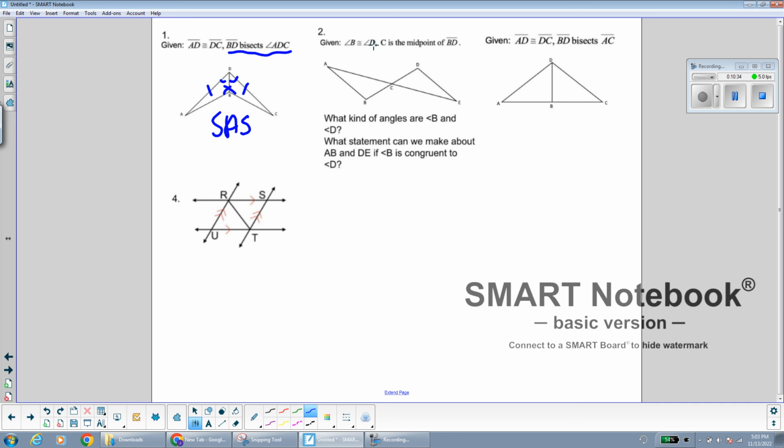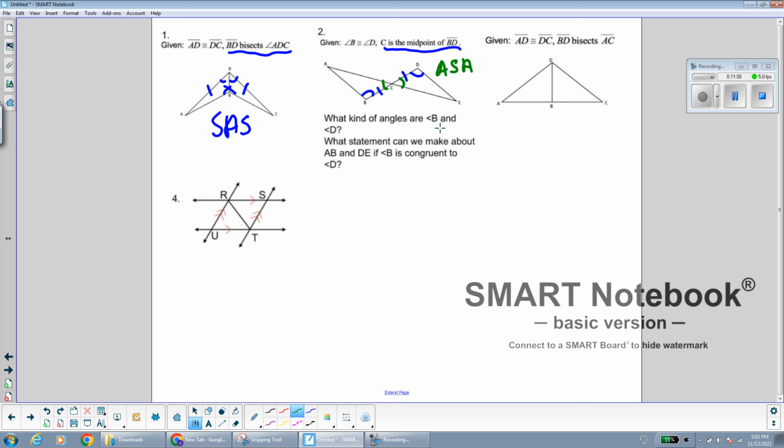Over here, we're given that angle B is congruent to angle D, and we're told that C is the midpoint of BD. If C is the midpoint of BD, it splits BD into two congruent parts. And then notice, we have vertical angles, which are always congruent. So we have ASA.